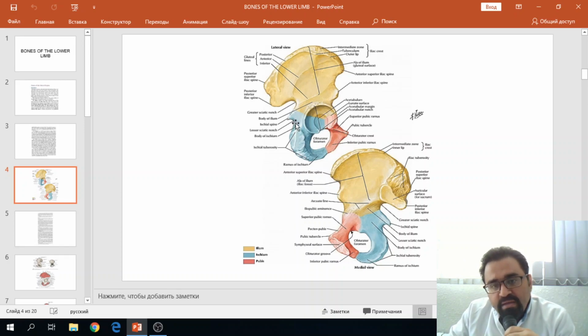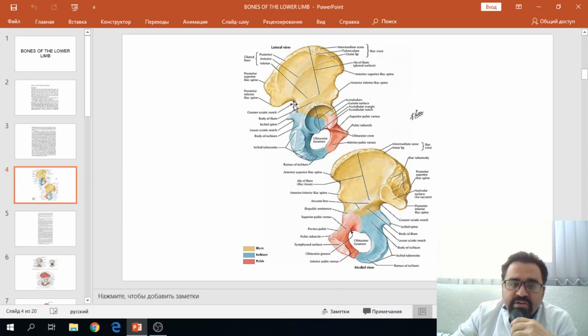On the pubic aspect, we can see that there is the ischial spine. This is the ischial spine, and then there is a lesser sciatic notch. On the posterior aspect, we see there is a greater sciatic notch, and in between there is the ischial spine, and then comes the lesser sciatic notch. Then the roughened portion, which is called the ischial tuberosity.